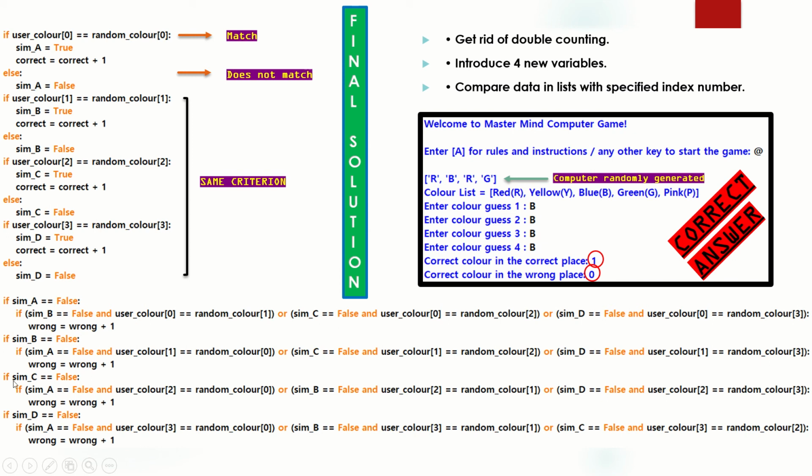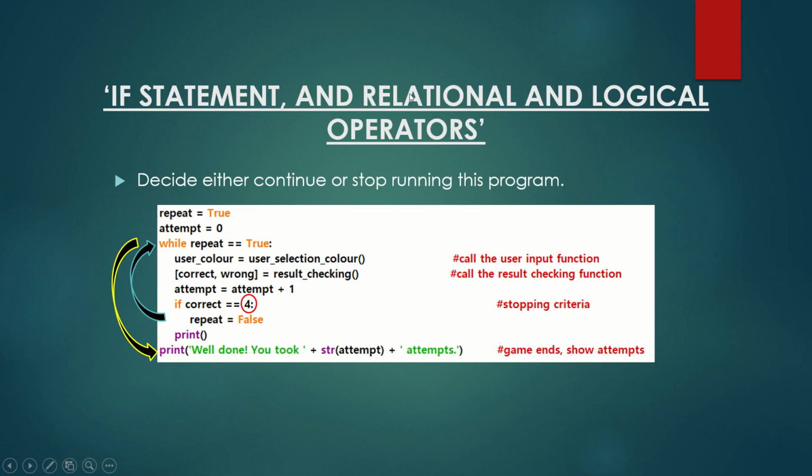false. For the second user color to be considered in the wrong place, this color must exist in the random color list other than in the second place. Sim B must be false, and either sim A or sim C or sim D equals false. The same criteria apply to the third and fourth user color locations. After modification, the correct result 1 0 is obtained. And the last if statement occurs at the end of this program. If correct variable equals 4, repeat will become false. This is the stopping criterion to exit the while loop.